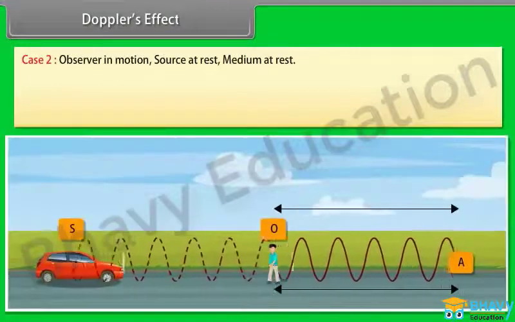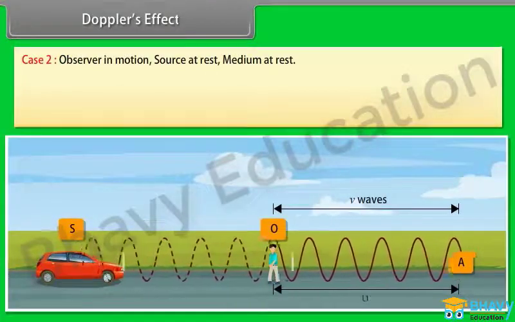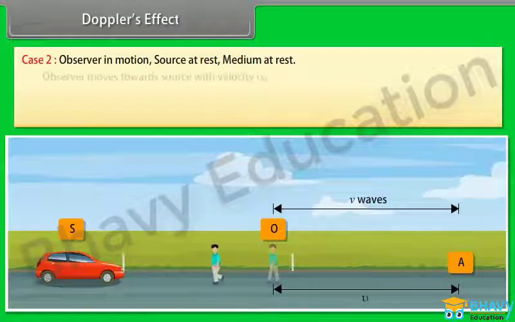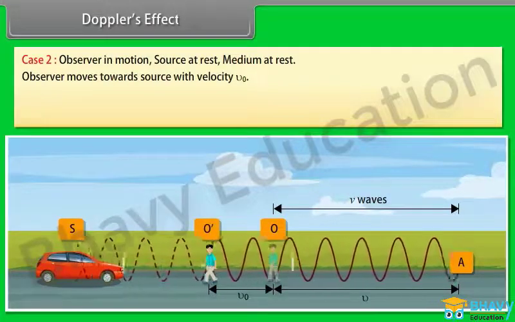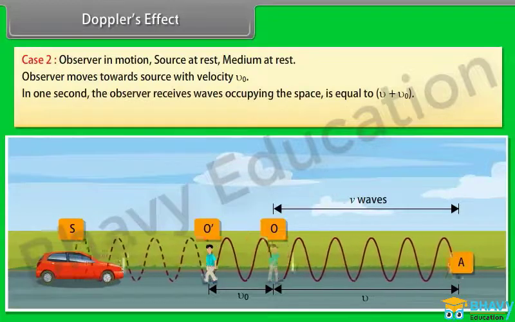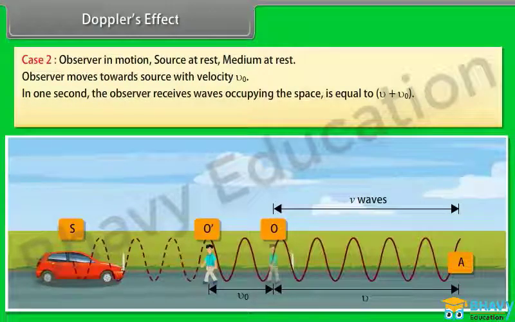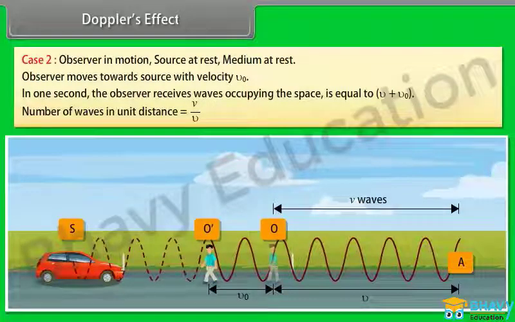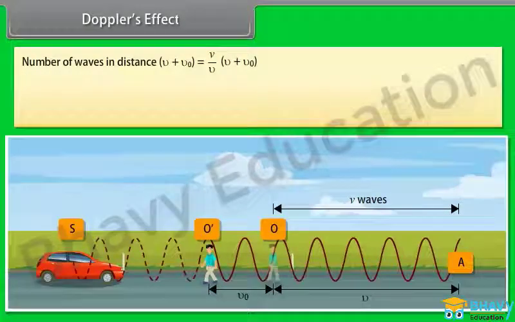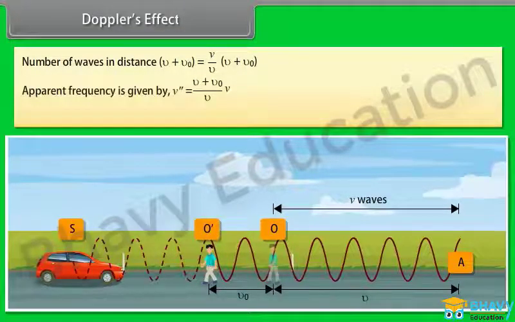Case 2. Observer in motion, source at rest, medium at rest. Observer moves towards the source with velocity v0. In 1 second, the observer receives waves occupying the space equal to v plus v0. Number of waves in unit distance is equal to nu upon v. Number of waves in distance v plus v0 is equal to nu multiplied by v plus v0 upon v. Apparent frequency nu double dash is equal to v plus v0 upon v multiplied by nu.